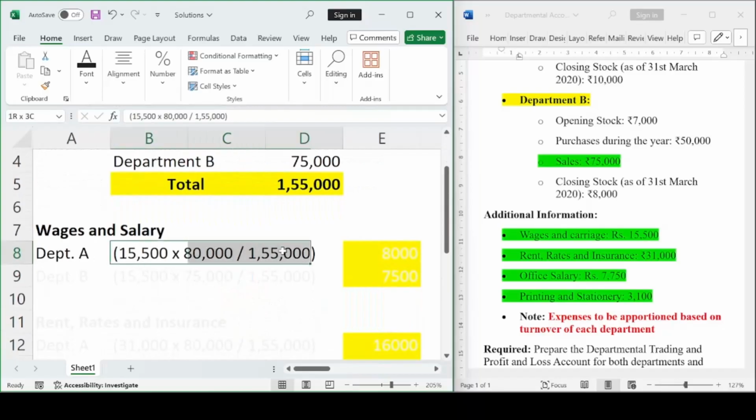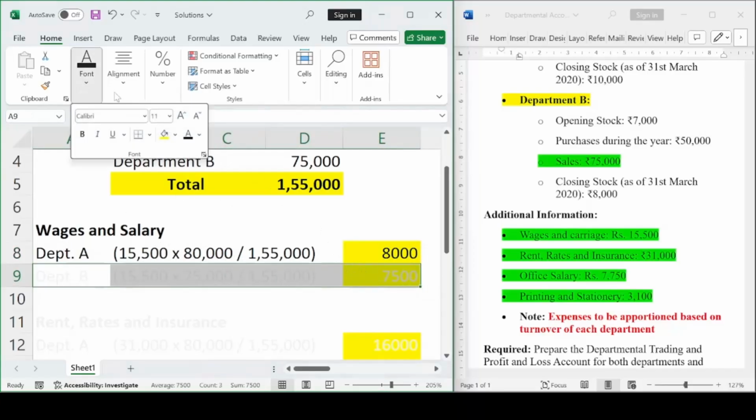1,55,000. So this is very important. When you do that, you will get the expenses apportioned for that particular Department A. So out of 15,500, 8,000 will be belonging to Department A.